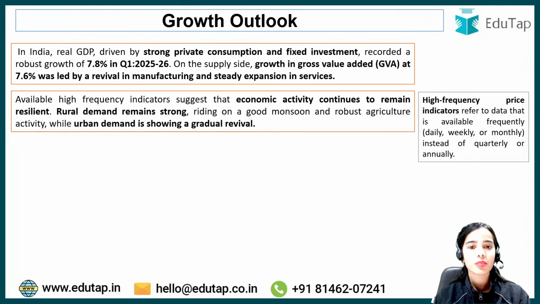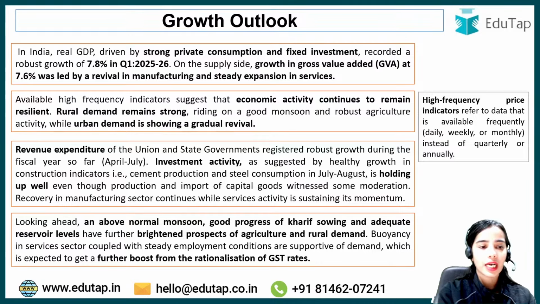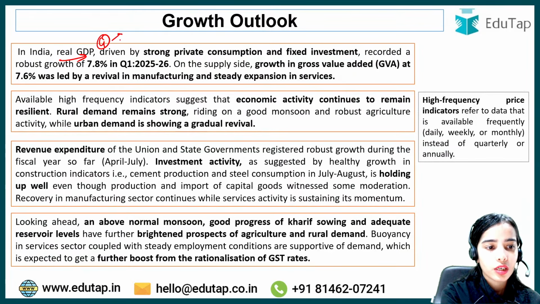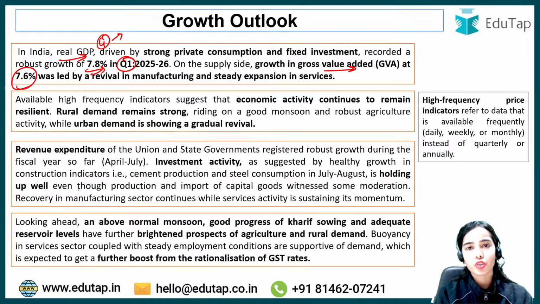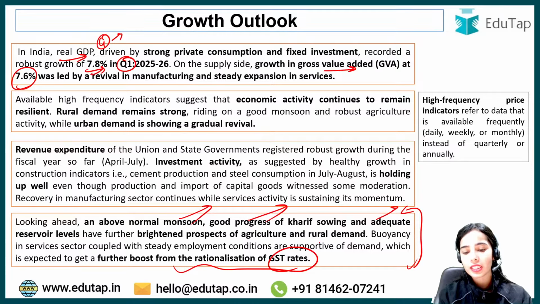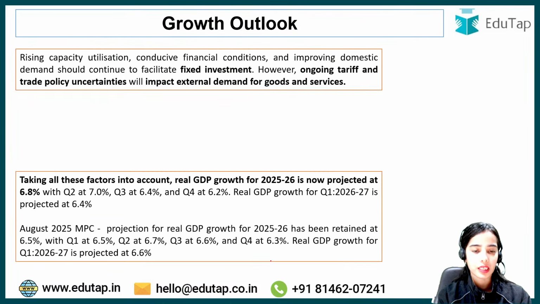Okay, then we discussed the domestic condition: real GDP growth was at 7.8% in the first quarter, and real GVA growth was 7.6% in the first quarter of the current financial year. So the conditions are good in our country. On the demand side, private consumption and fixed investment. On the production side, manufacturing is reviving, and there is steady expansion in services. In the agriculture sector also there is good news: above normal monsoon, good progress of kharif sowing, adequate reservoir levels, and rationalization of GST has happened, due to which prices are decreasing.